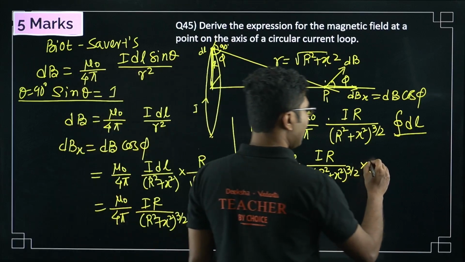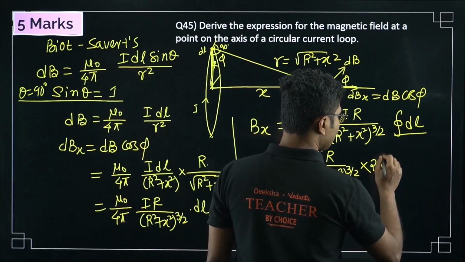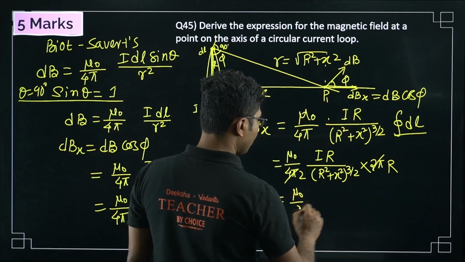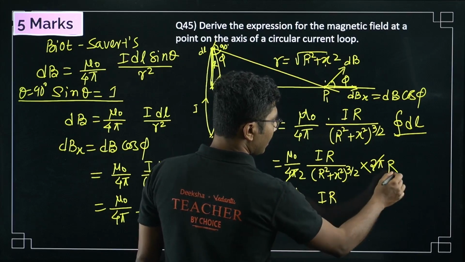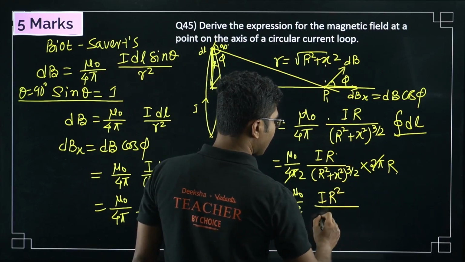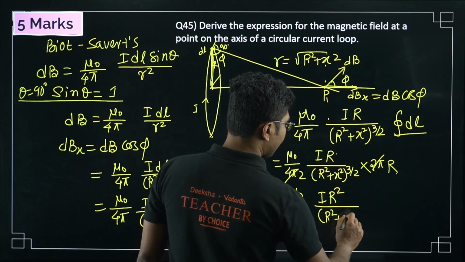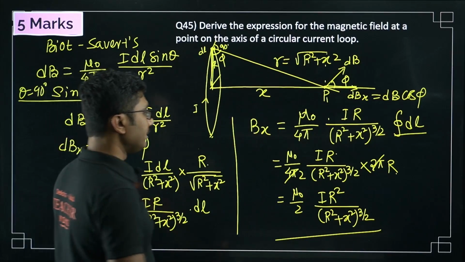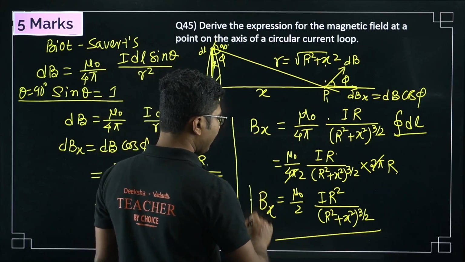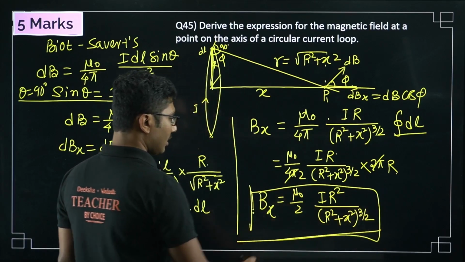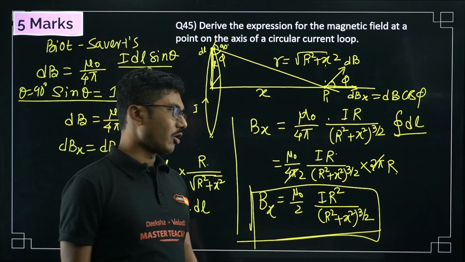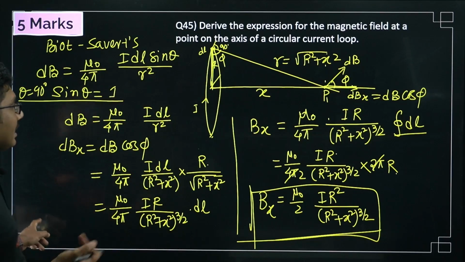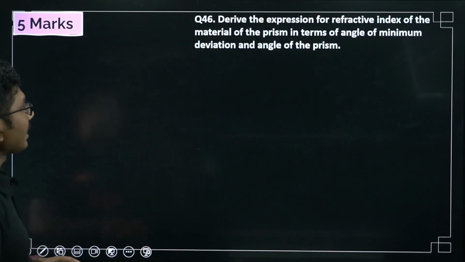Perimeter is 2 pi r, right? So 2 pi cancels over here. So you get mu naught by 2, I r square, this r will multiply, so I r square, over r square plus x square to the power 3 by 2. This is the final expression of Bx, or net magnetic field at a point at a distance x from the center of a coil. Okay, this is a longer derivation, but a methodical step-by-step derivation. If you follow the steps, you can answer it.